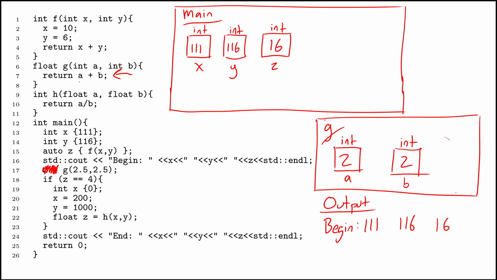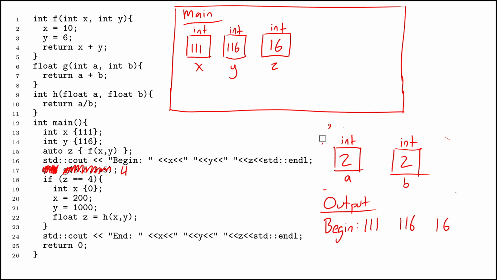Obviously, a is 2 and b is 2. So I return 2 plus 2. That is going to be equal to 4. I return the value 4, so I'll make a note of that by subbing in 4 for this statement here. And then g is ready to end, so I destroy its scope. It is gone. There we go.